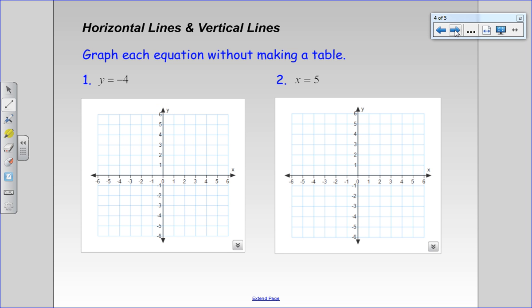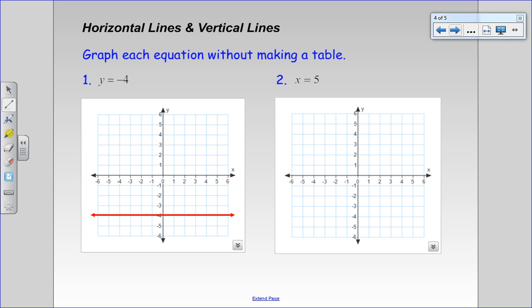Once we've seen the relationship between the equations of horizontal and vertical lines and their graphs, we can actually graph these equations much more quickly without making a table. For example, number 1, let's graph the equation y equals -4. We know that every y-coordinate must be equal to -4, so this is a horizontal line, and it must pass through -4 on the y-axis.